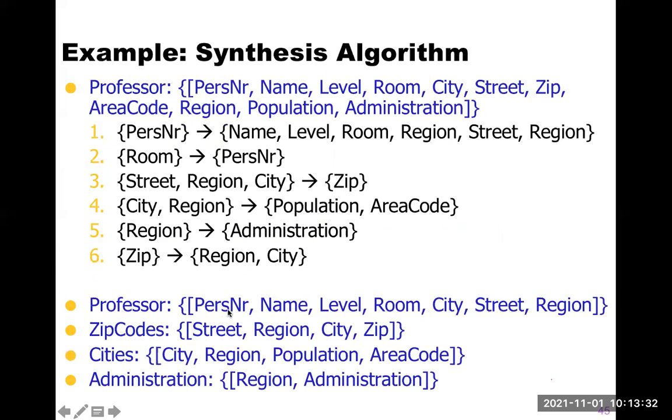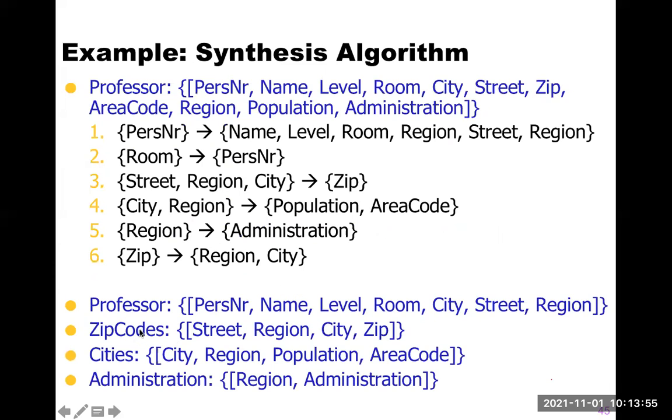And I already have a table with person number and room and something else. So I don't need to have that second table. I eliminate it immediately. I just created it and checked, oh, I have a bigger table with the same columns. Third, I don't have street, region, city, and zip in the professor table. So that's not covered by the professor table.